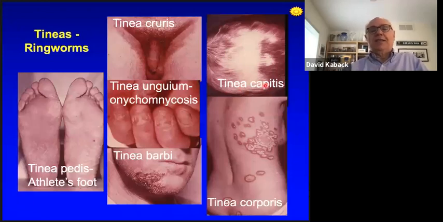So if it's on the head, it's Tinea capitis, or ringworm of the scalp. If they're on the skin of the feet, it's Tinea pedis, or athlete's foot, or ringworm of the foot. Beard, Tinea barbae; jock itch, Tinea cruris; and finally Tinea unguium, which is onychomycosis.